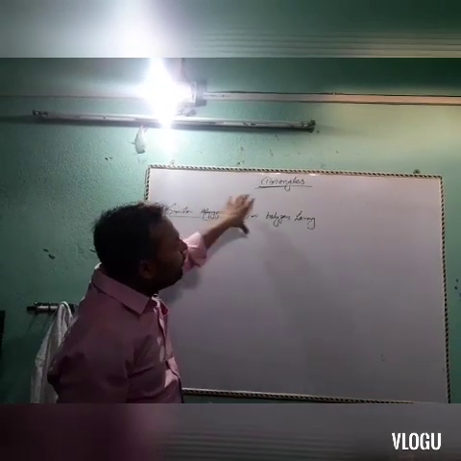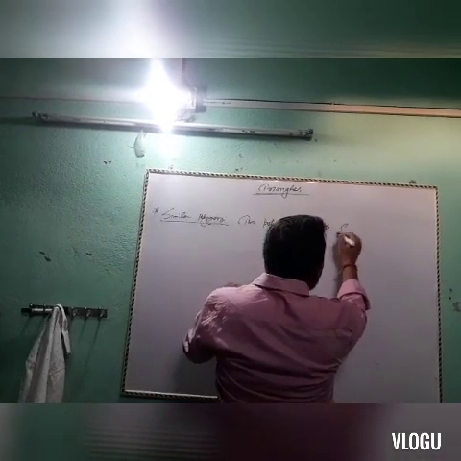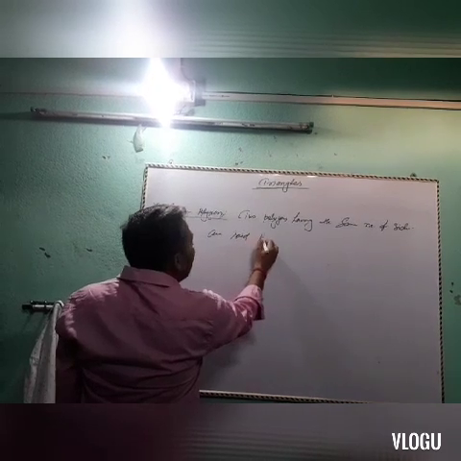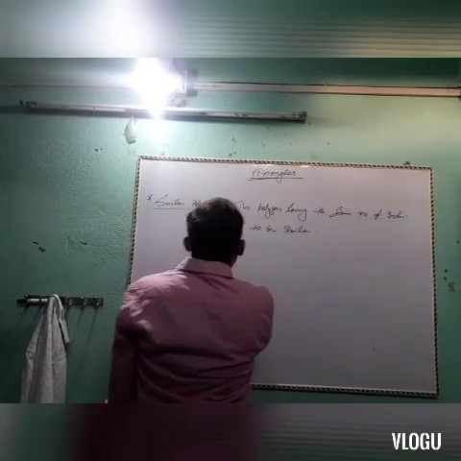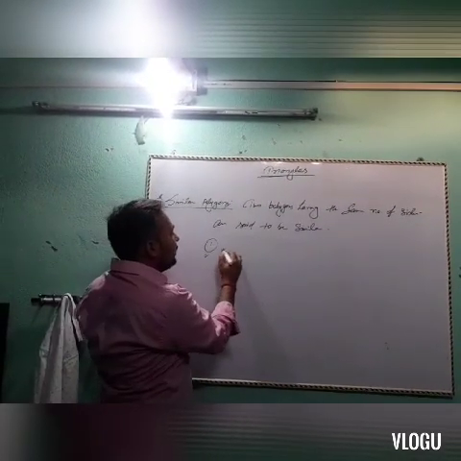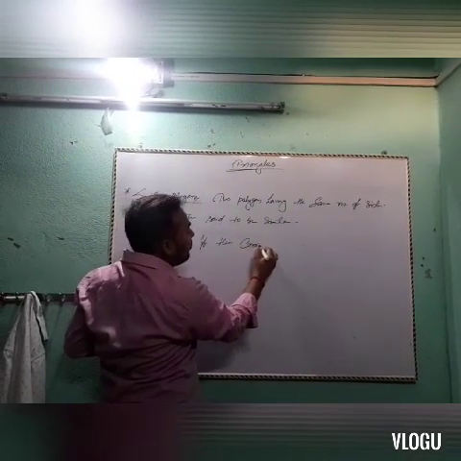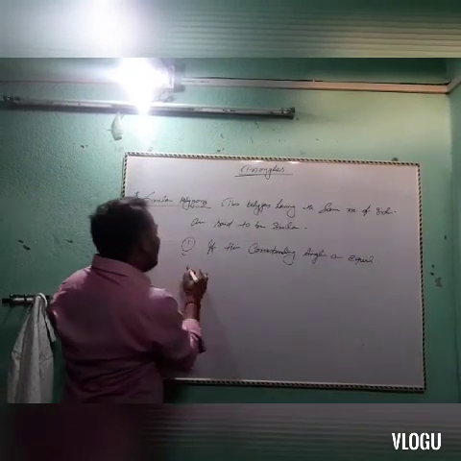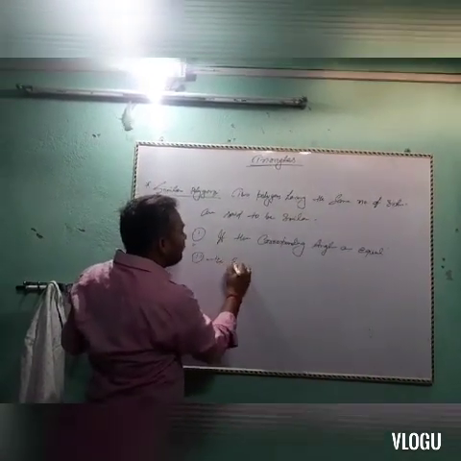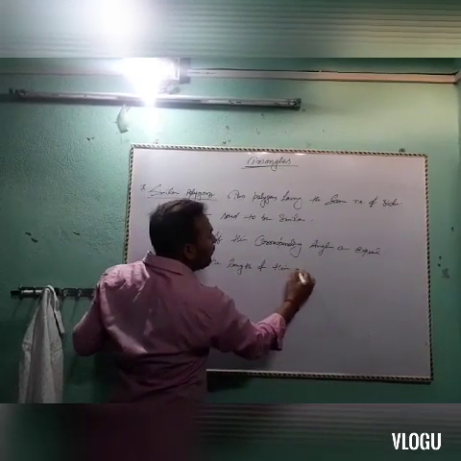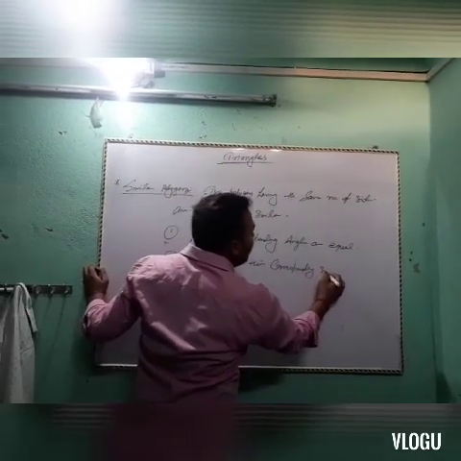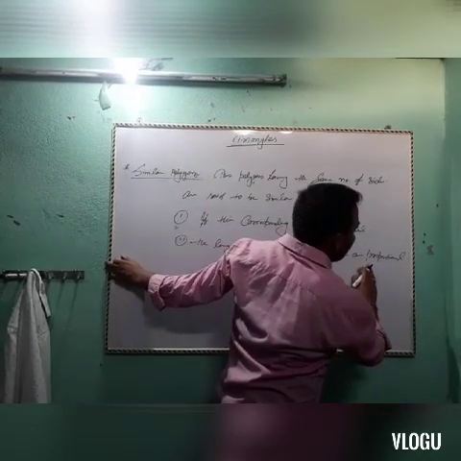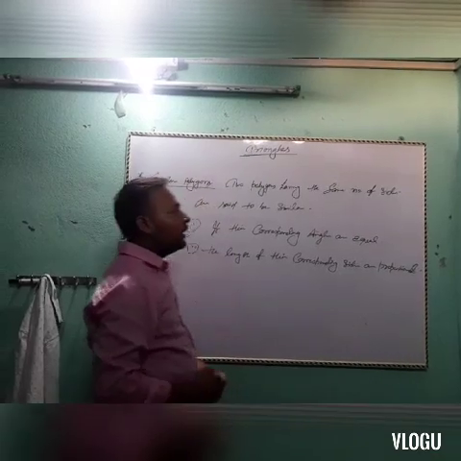Similar polygons. Two polygons having the same number of sides are said to be similar if their corresponding angles are equal, and second, the lengths of their corresponding sides are proportional. After that, similar polygon.